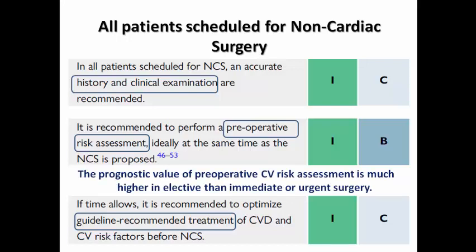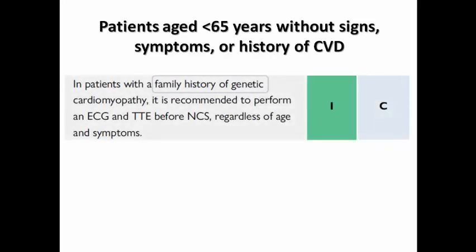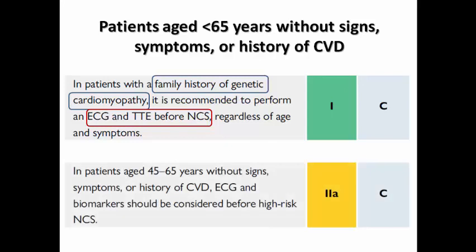And of course, the prognostic value of this risk assessment is much higher in elective surgeries than immediate or urgent surgery. If your patient is younger than 65 years without signs, symptoms, or history of cardiovascular disease, we only advise ECG and echo before surgery if he has a family history of genetic cardiomyopathy. But if the patient is between 45 and 65 years and is completely asymptomatic with no specific cardiac history, ECG and biomarkers are only advisable before high-risk surgery. Otherwise, they are not indicated, and here it is a class 2A recommendation.